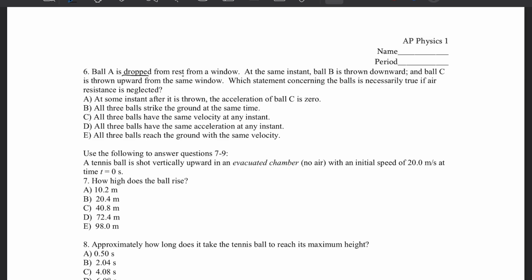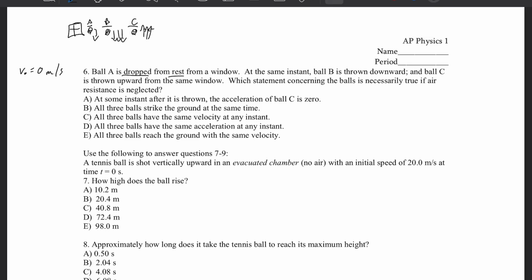A ball is dropped from rest from a window. Everything dropped is dropped from rest, so you know V naught is always 0. At the same instant, ball B is thrown downward, and ball C is thrown upward from the same window. So maybe I can do this a little differently. Let's draw a window. We're going to drop one ball, so we'll just do one arrow down. That's ball A. Ball B is being thrown down, so let's give it a little bit more force, a couple extra arrows down. And ball C is thrown upward, so let's give it some up force arrows. Nothing complicated, just to show us what's going on.